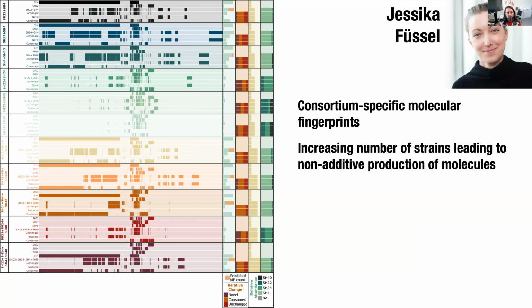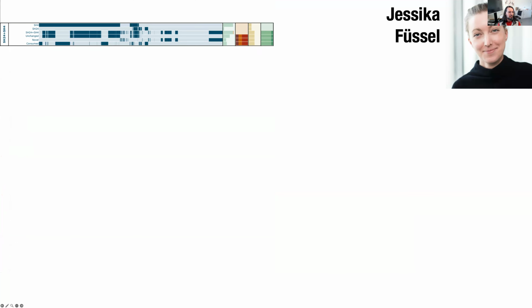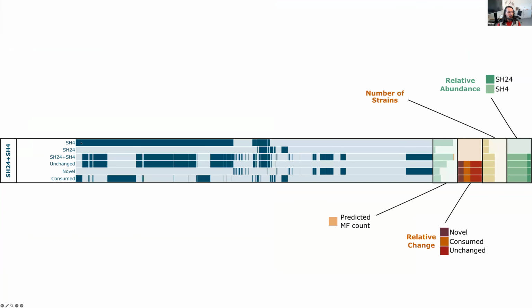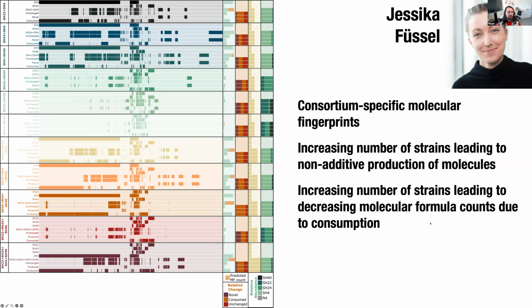Increasing number of strains leads to non-additive production of molecules. The example I gave was a great example for that. The number of strains increased from 1 to 2, but the number of metabolites is not additive. As you realize, predicted molecular formula count is not following the increasing number of strains. In fact, an increasing number of strains leads to decreasing molecular formula counts due to consumption. Of course, when you create different combinations, they have different relationships regarding how they consume each other's products.